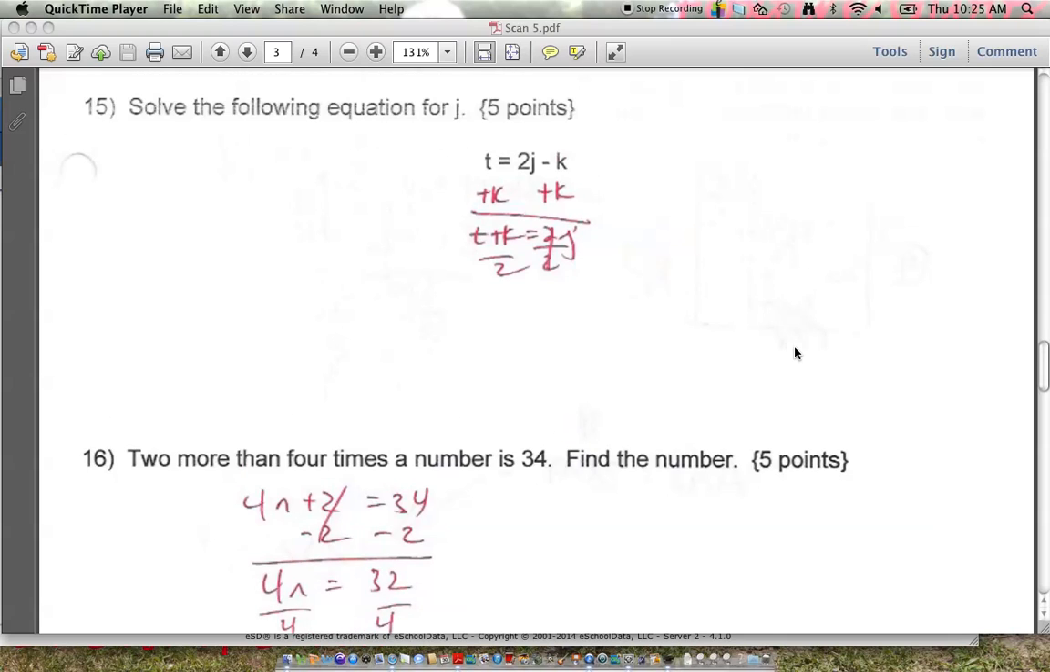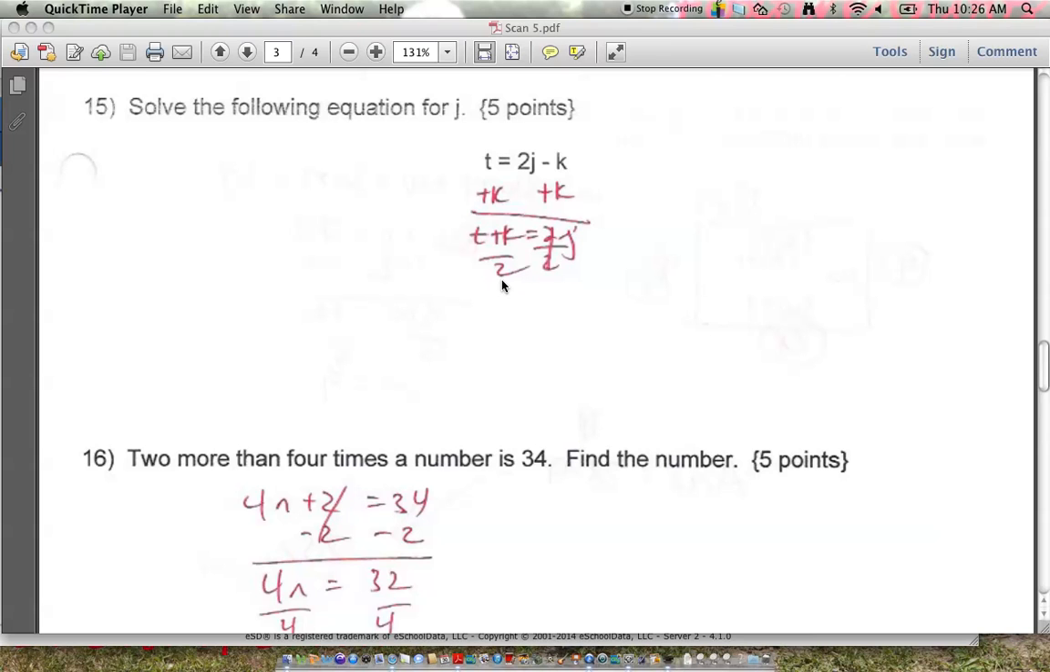Okay, 5 points here. Solve the following for J. That means get J by itself. Plus K, that's worth 2 points. Then you have to divide by 2. That's worth another 2 points. So that brings us up to 4. And then just so I can read, J equals T plus K over 2. As long as I see that somewhere, that's the last point.